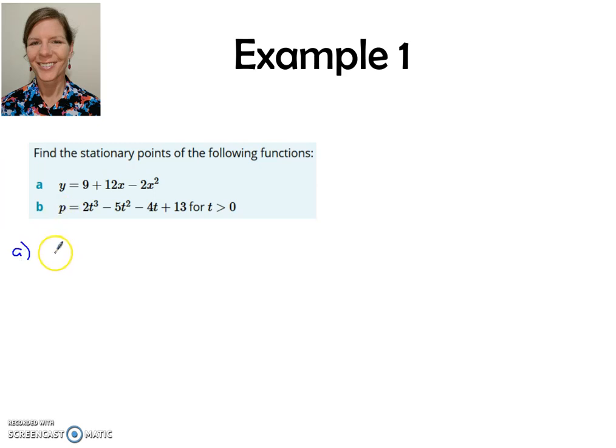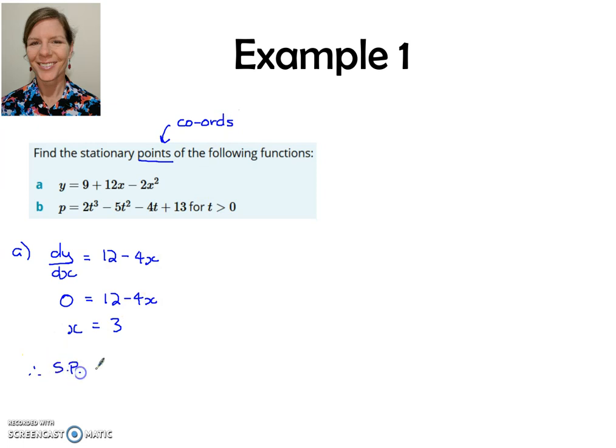So the first thing we need to do is differentiate, because we're looking for where the gradient is zero. That's going to be 12 take 4x. So let the gradient equal 0: 12 take 4x, so x is 3. Now, where it says stationary points, that means find the coordinates, not just the x value. So therefore the stationary point is at 3, and if you put 3 back in there, you should get 27. You can check that.